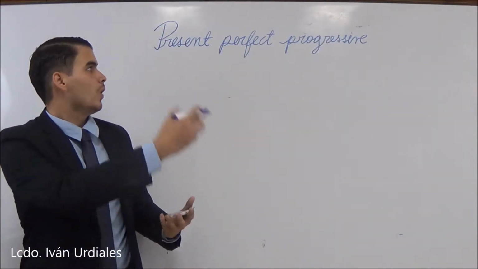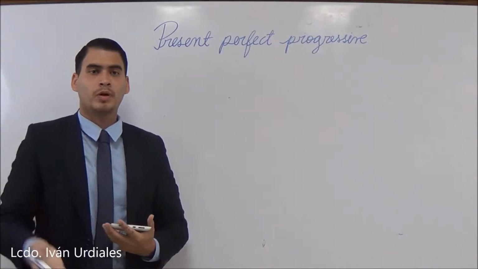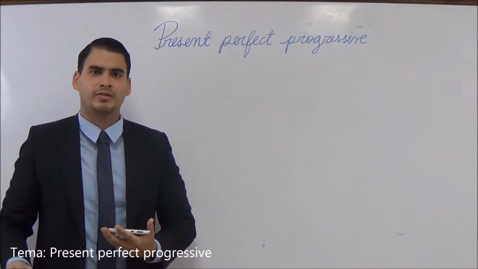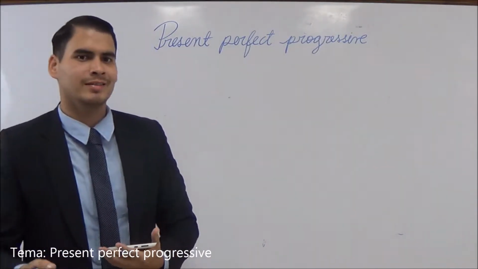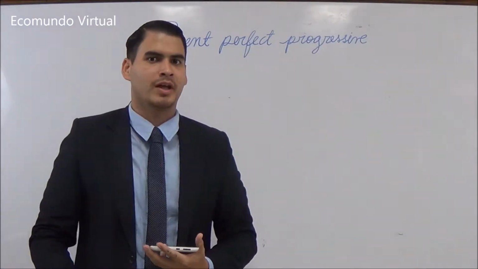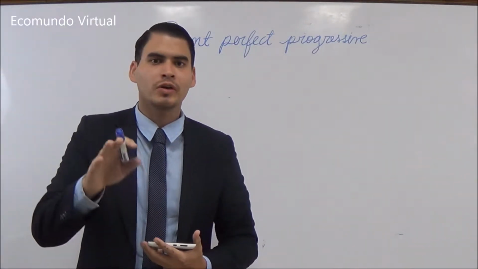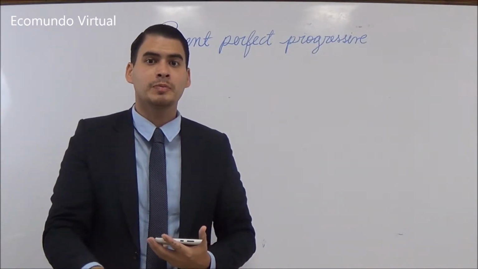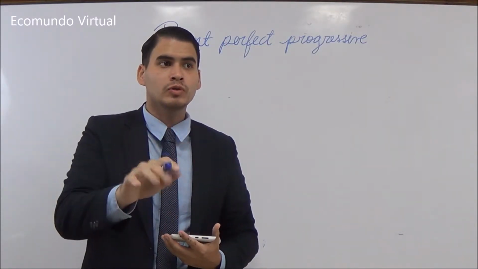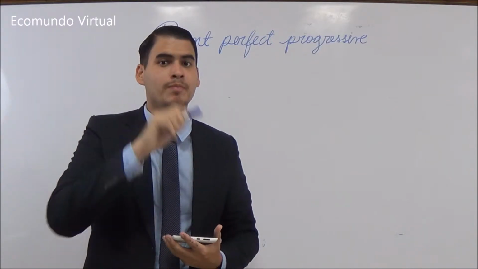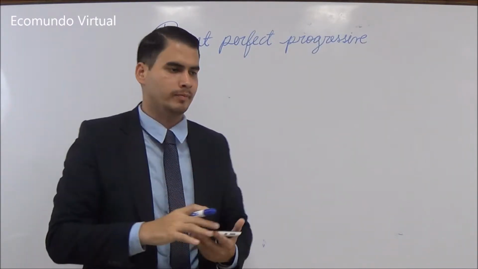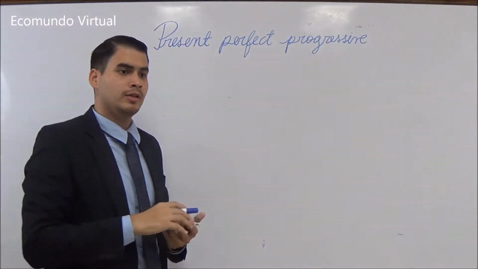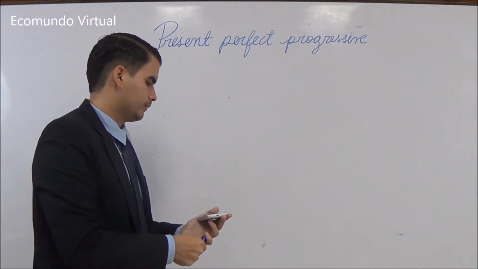Now, students, we're going to understand the purpose of the present perfect progressive. The present perfect progressive is like the brother of the present perfect. In this case, we are not going to use the verbs in past participle, but we use one verb in past participle, not all of them, only one. Let me give you the structure of the present perfect.